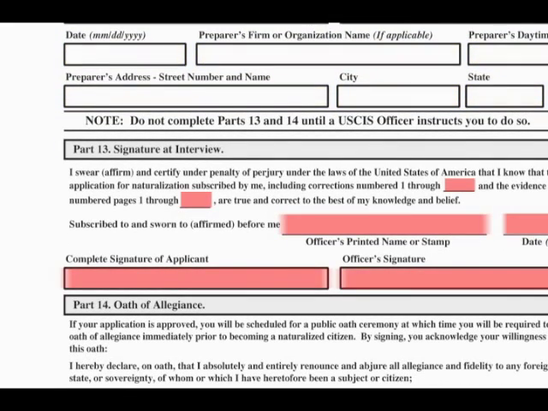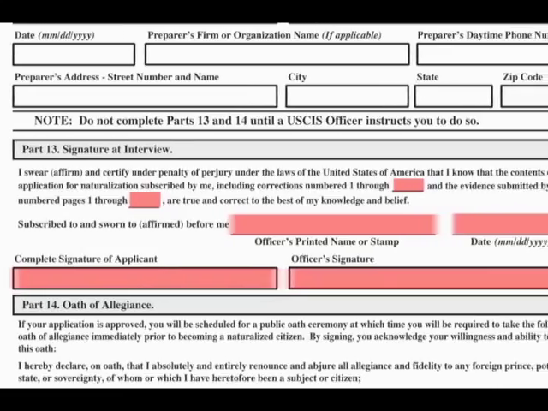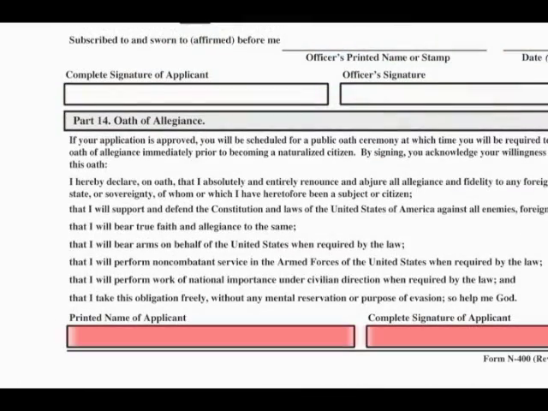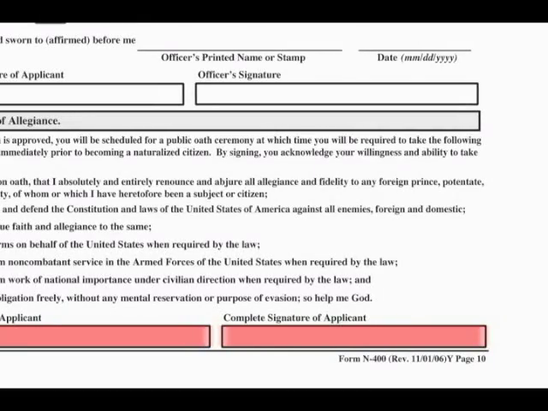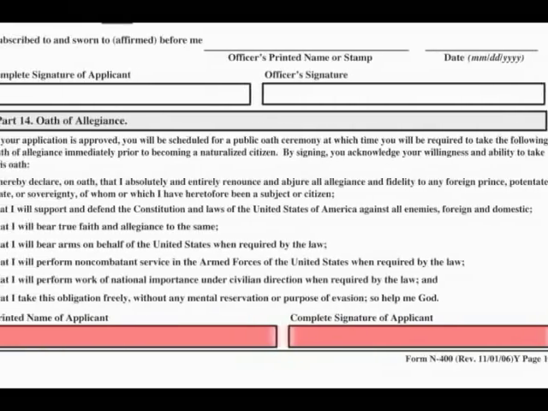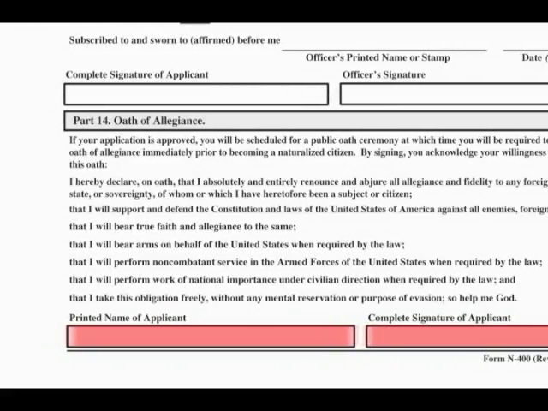Part 13 is not to be completed until the interview process. Part 14 will need to be completed at the interview as well. This part refers to the Oath of Allegiance to the United States. Signing this portion will mean you agree with the oath and all its entirety.